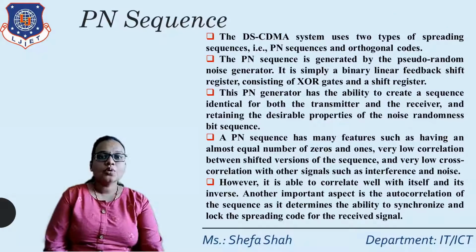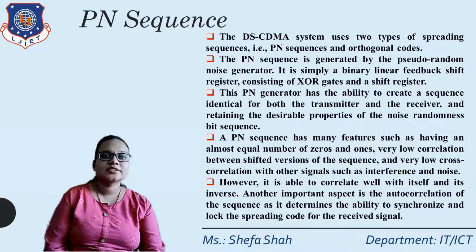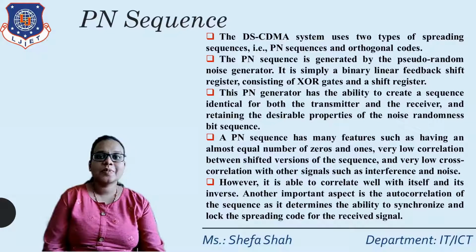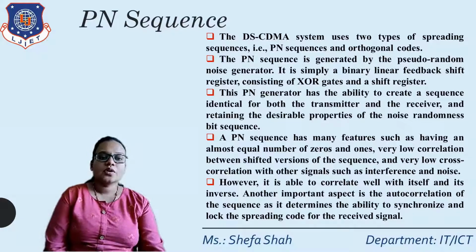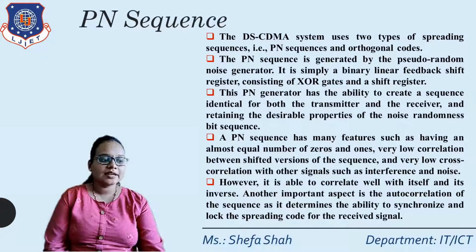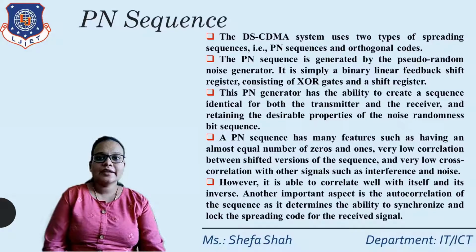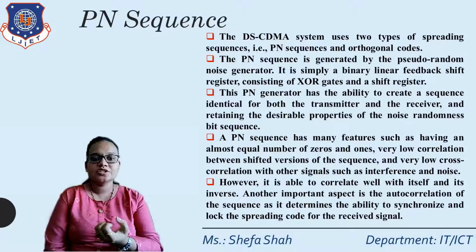Now, what is this PN sequence, the pseudo random noise sequence, and how is it generated in CDMA? Let's discuss what is this PN sequence, which we have seen while encoding this signal in the last session. This direct sequence CDMA system uses two types of spreading sequence. First, the PN sequence, and second, the orthogonal codes. The PN sequence is generated by the pseudo random noise generator. It is simply a binary linear feedback shift register consisting of XOR gates and shift registers, and the pseudo random noise signal will be generated using this.